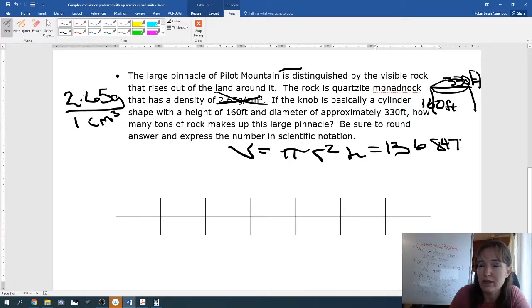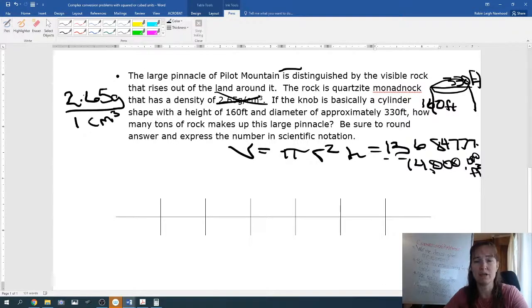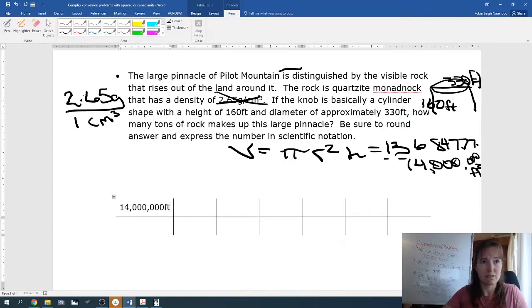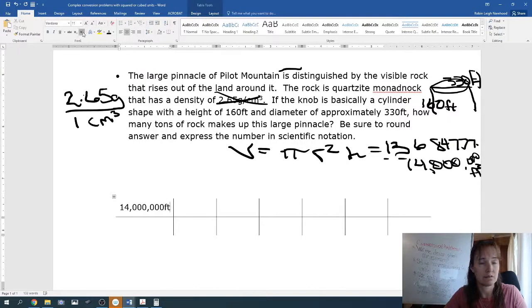So we've got 13,684,777, and then it just keeps going and going. I just want it to be 2 digits, so that would be these first 2 digits here. That would be 14 million cubic feet. So my starting measurement is the volume that I just calculated using the measurements that I was given. That would be 14 million feet cubed.